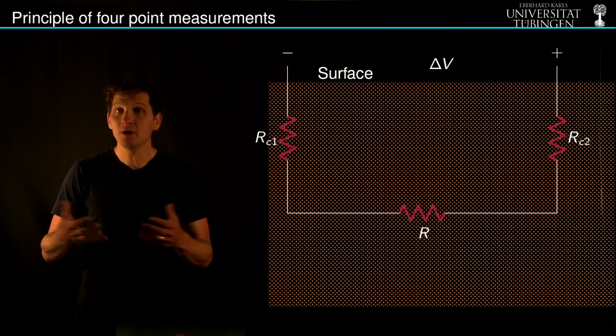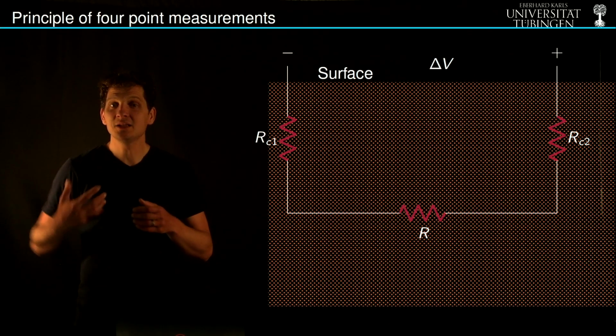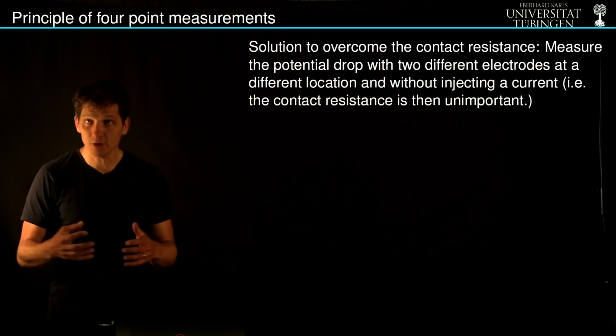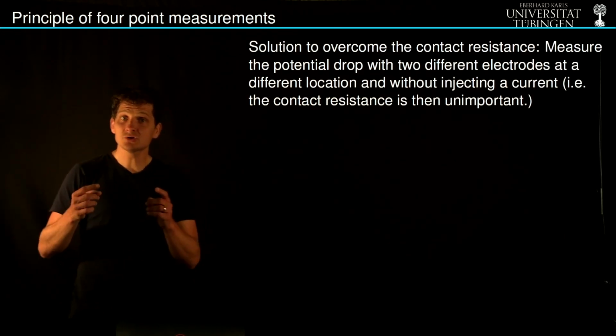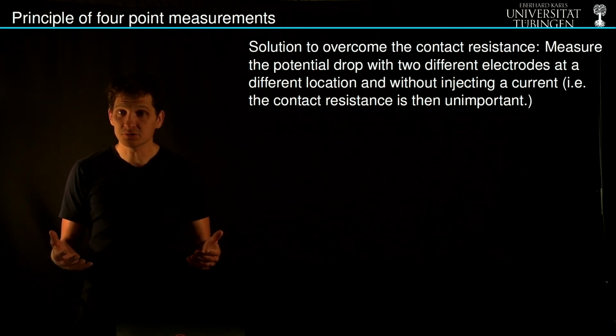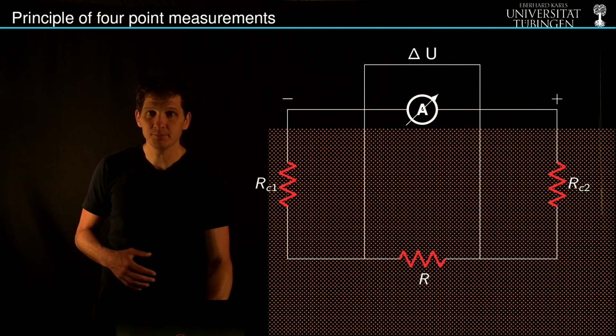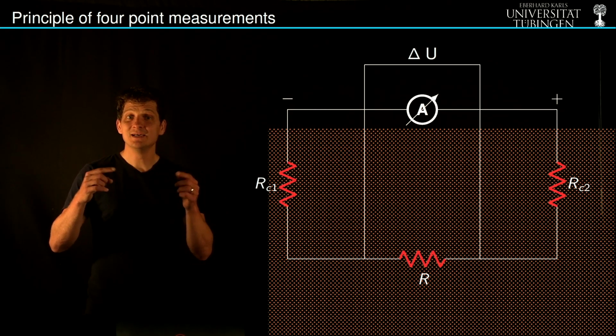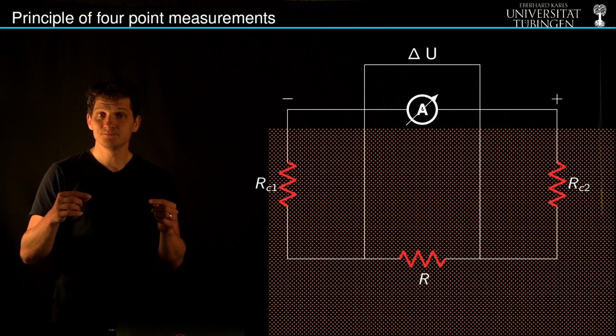So somehow we need to account for this, and the way we do it is that we don't pick up the potential differences at the current electrodes, but we introduce two new electrodes between which we measure the potential drop. So this potential drop is then in theory exclusively a function of the resistance in the subsurface.